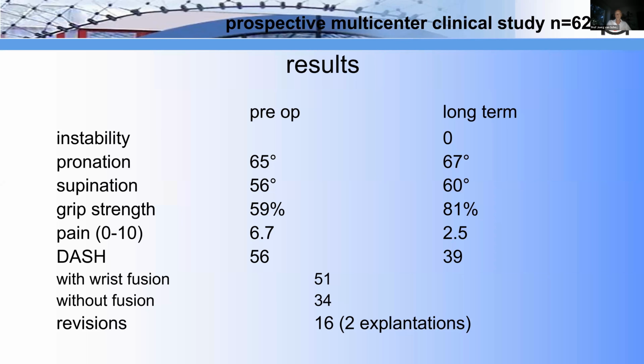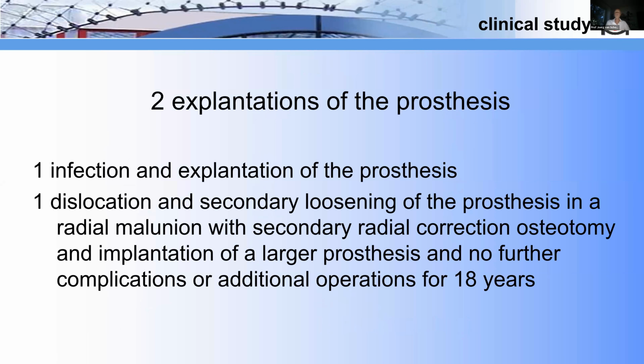We had altogether 16 revision procedures with 2 explantations of the prosthesis in our 91 patients we treated in these 12 years. Of the 2 explantations, one was due to an infection, and that only had to be solved with explantation of the prosthesis. The second one had a dislocation of the radius against the ulnar head replacement and secondary loosening of the prosthesis. That patient had a radial malunion, and we treated that with a secondary radial correction osteotomy.